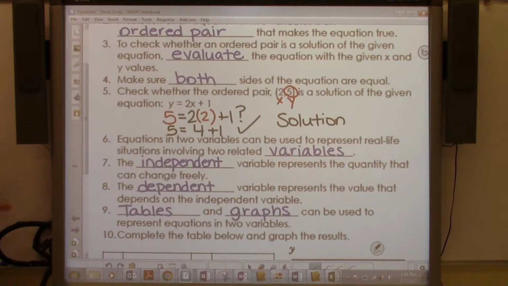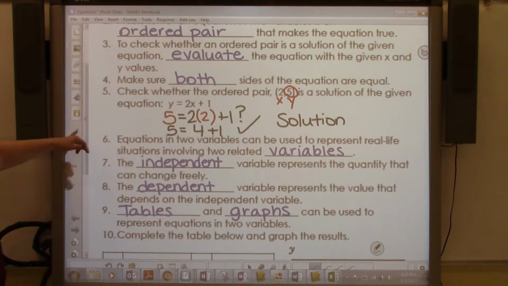All right, so there's a couple other things we need to talk about before we try another example. Equations in two variables can be used to represent real-life situations that involve two related variables. We have two different kinds of variables, two different things. We have the independent variable that represents the quantity that can change freely, and the dependent variable that represents the value that depends on the independent variable. So, the independent variable is going to directly affect what happens to the dependent variable. This is much like science class, where you have basically a constant and the other one is changing.